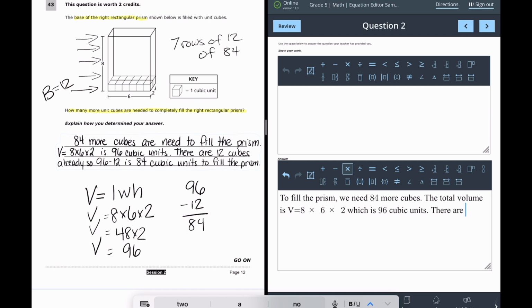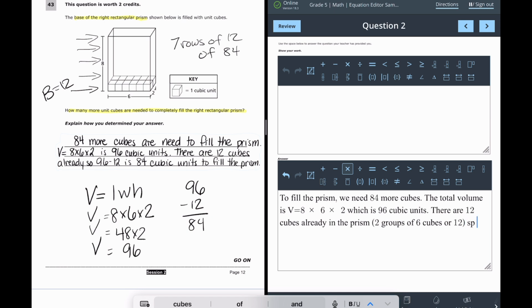There are 12 cubes already in the prism. 2 groups of 6 cubes, or 12. And you can see sometimes I'm reading and I'm like, they may need a little bit more information. I can just add it, and I'm editing as I go. Okay, there are already 12 cubes in the prism.